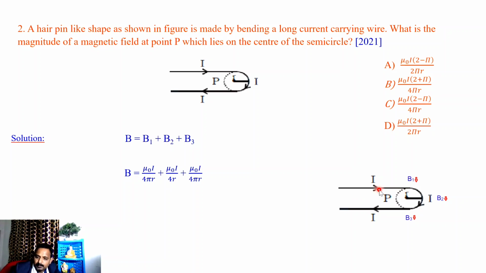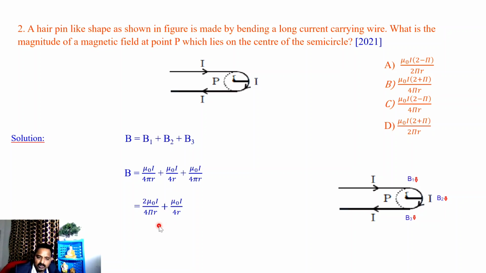Due to this upper part, the strength of the magnetic field at point P is mu naught I by 4 pi r. And due to the second part, that is the semicircle, the strength of the magnetic field at point P is mu naught I by 4 r. And due to the lower part, as with the upper part, it is mu naught I by 4 pi r. So here I will add mu naught I by 4 pi r plus mu naught I by 4 pi r. Then I will get 2 mu naught I by 4 pi r plus the remaining term, that is mu naught I by 4 r.